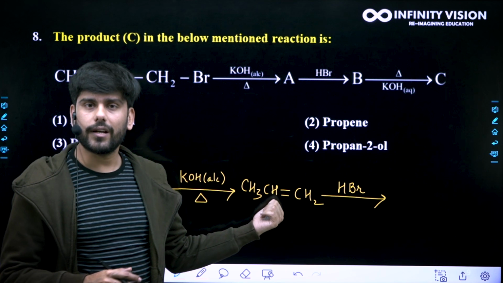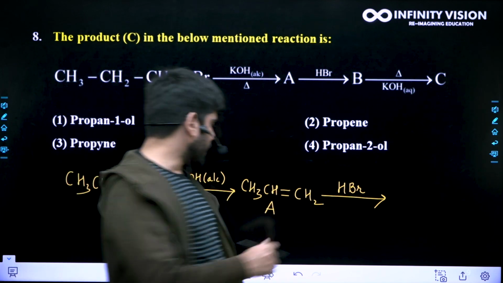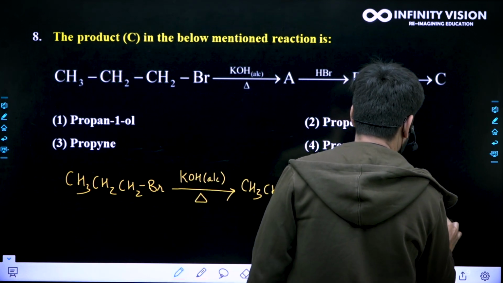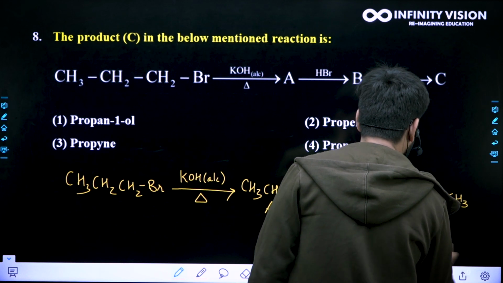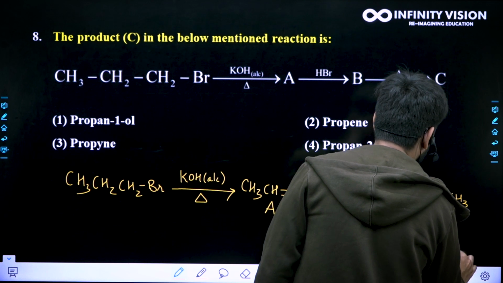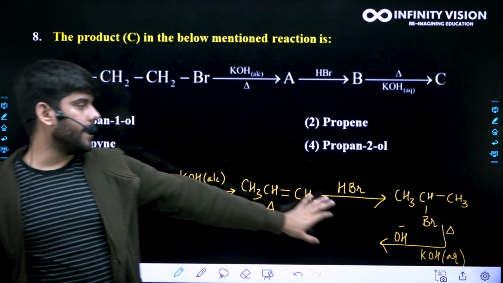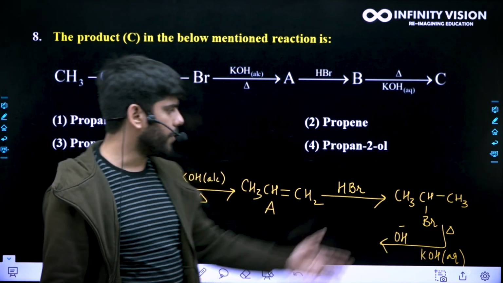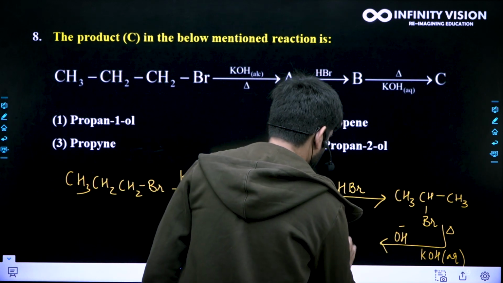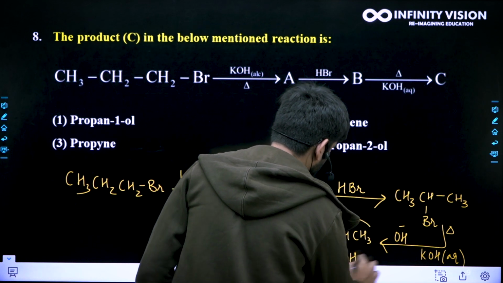So, more stable carbocation will be formed here because that would be 2 degree, and Br minus would attack over there. So, what do we get is this. Then in the next step, it is your KOH aqueous. Now here, OH minus will act as a nucleophile, right? And it is an example of nucleophilic substitution reaction. Br will be substituted by OH, right? So what do we get is this. So this is the final product.